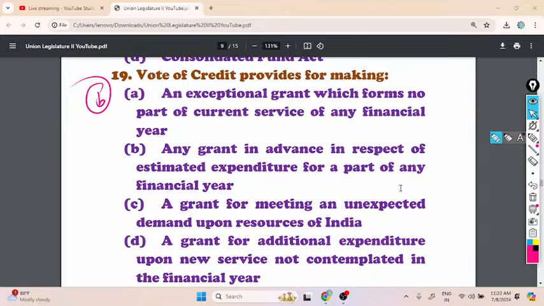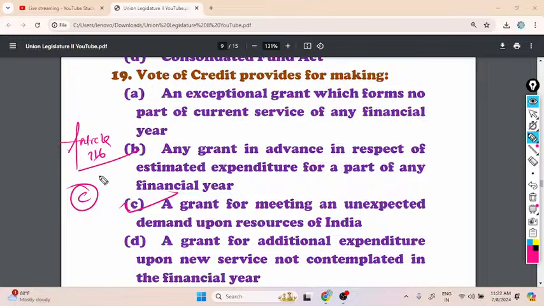So let us see which option matches it. An exceptional grant which forms no part of the current financial year, that is called exceptional grant. It is also mentioned in Article 116. Exceptional grant is a type of grant itself. Any grant in advance in respect of estimated expenditure for a part of any financial year, that is vote on account. A grant for meeting an unexpected demand upon the resources of India, that will be the correct option. Hence remember, it is called a blank check because no amount is mentioned, and remember it is mentioned in Article 116. Exceptional grant, vote on account and vote of credit. Three things are mentioned in Article 116. Got it? Next we will come to question 20.